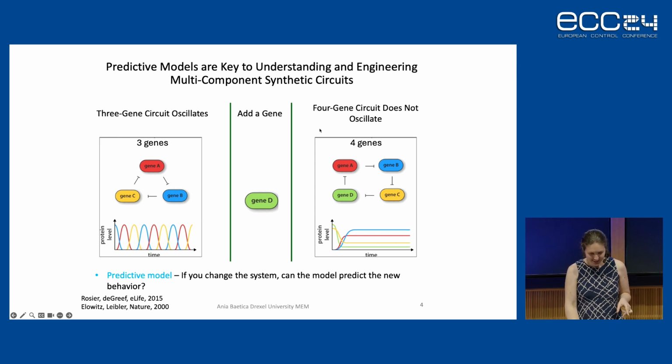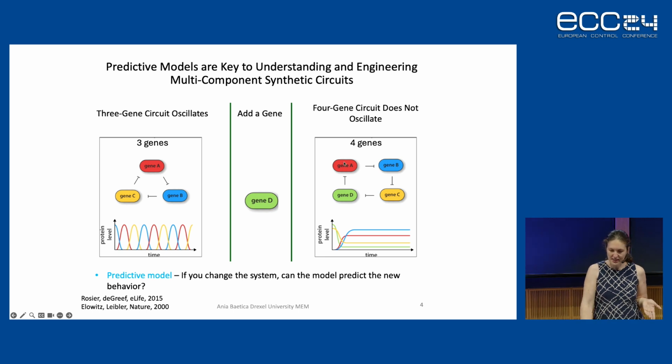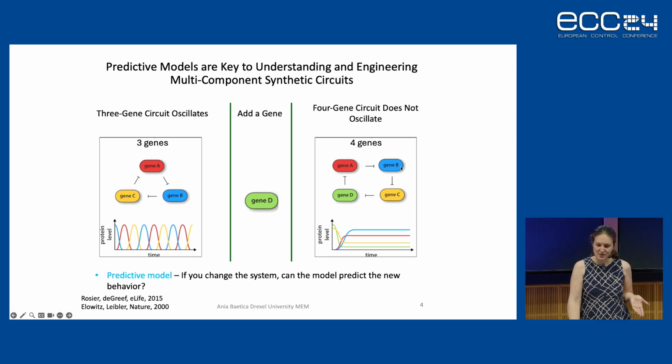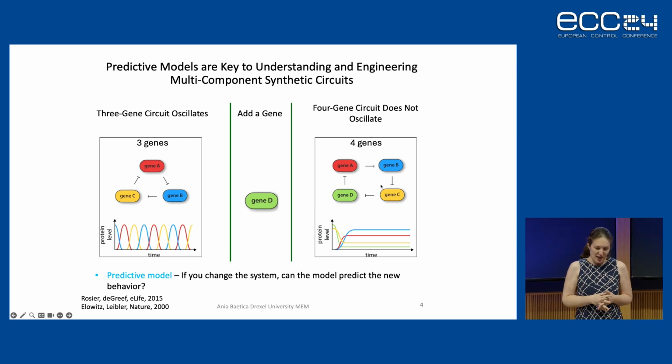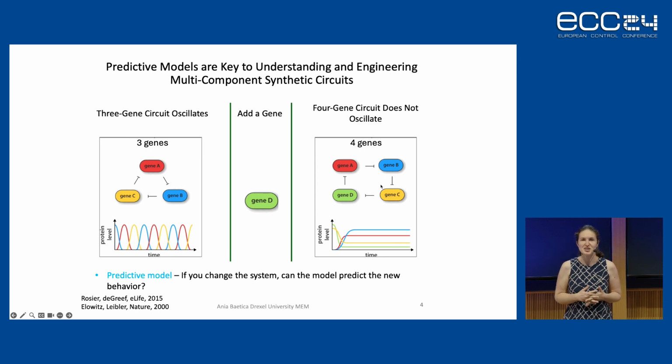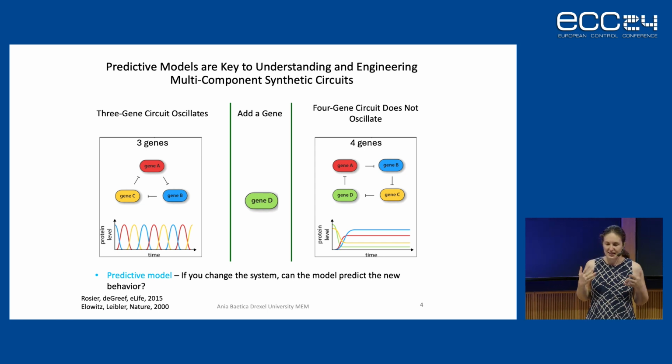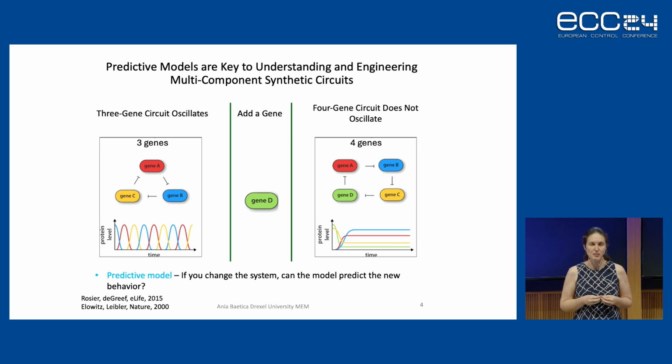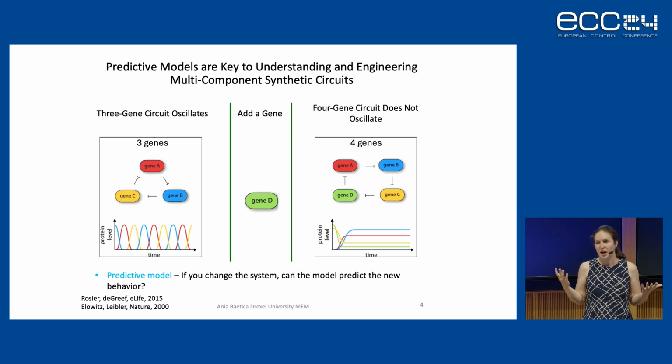And then on the right-hand side, it's a very similar version of it, except it has an extra gene. So if you have a lot of A, you get a little bit of B, a lot of C, a little bit of D, and you don't have to oscillate anymore. So this is very interesting. If you change the system even a little bit, can the models that we usually make in engineering be predictive of how the biological system that you have changed works? I think that predictive models are key to understanding and engineering these synthetic circuits that are made up of many components and increasing complexity.